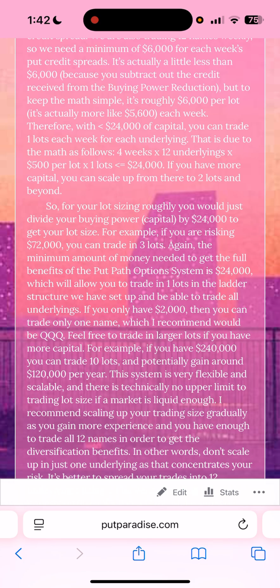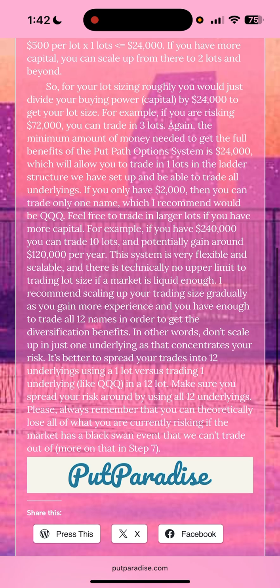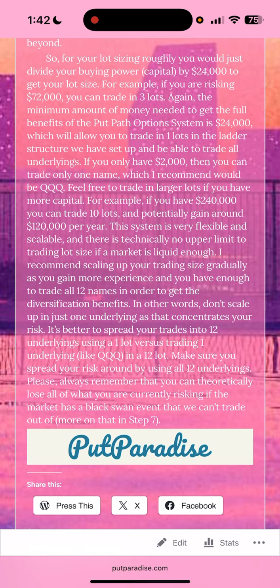From there, you can scale up to 2 lots. If you get up to 48,000, scale up to 2 lots. If you have 240,000, you can potentially go to 10 lots. So that gives you a rough idea. 72,000 would be a 3 lot.